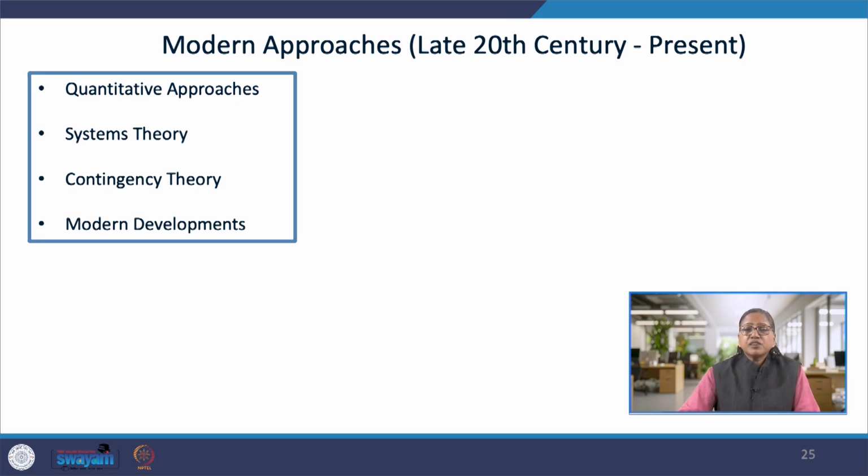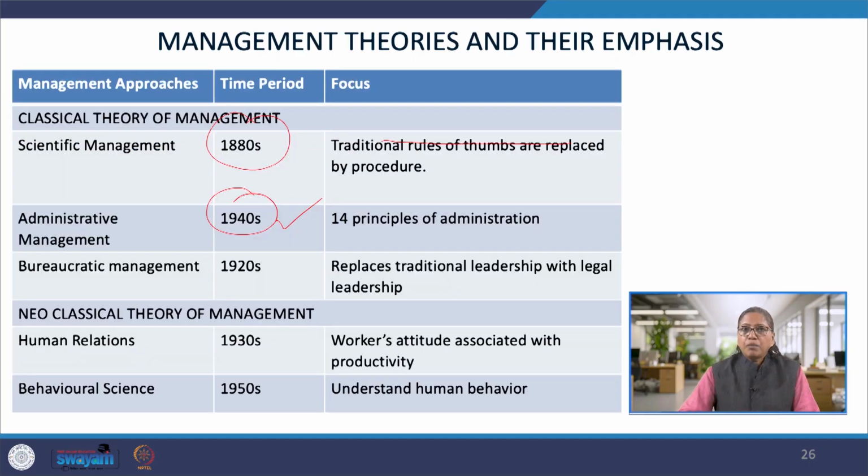Modern developments have focused on total quality management, concepts of re-engineering and other approaches that emphasize continuous improvement. So, the focus has shifted from productivity to continuous improvement, learning, customer focus and how organizations adapt to change. For the management approaches discussed so far, to conclude, management has evolved across different time periods and its focus has shifted over time.